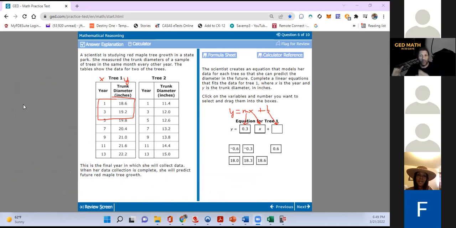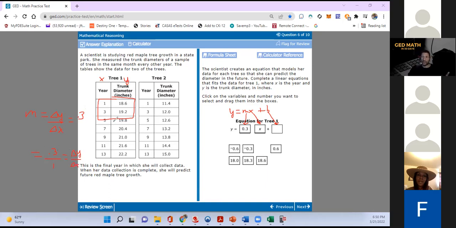You have to understand what the slope is. Let me show you what the slope means: the change in Y over the change in X. So we said our slope was 0.3. Well, 0.3 is the same as 0.3 over 1, am I correct? Because no matter what the number is, anything over 1 is itself. So that means my change in Y over my change in X.